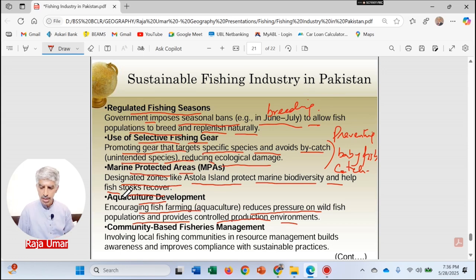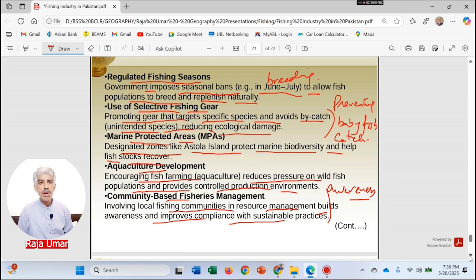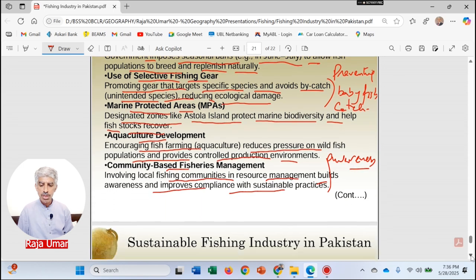So, community based fisheries management: involving local fishing communities in resource management builds awareness and improves compliance with sustainable practices. It means that this is what we call awareness campaigns for the fishermen, so that they might practice modern methods and might not waste the fish resource in Pakistan.